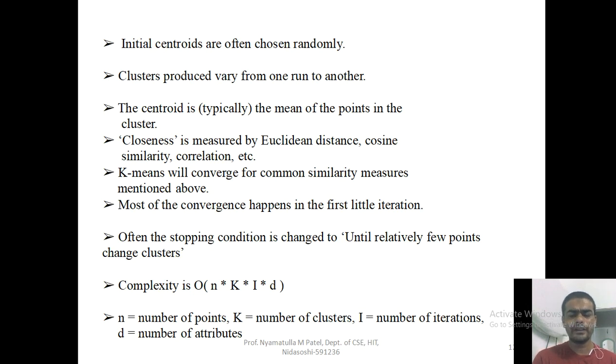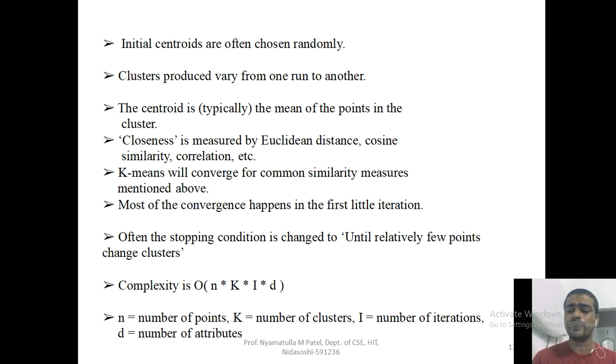Then what is the complexity of the k-means algorithm? We need to find the centroid, the Euclidean distance, the similarity, and we need to run the k-means algorithm multiple times. Then how much time is required? Is it more time consuming or more complex? The complexity of the k-means algorithm is O, where O defines the complexity of the algorithm, of n into k into I into d.